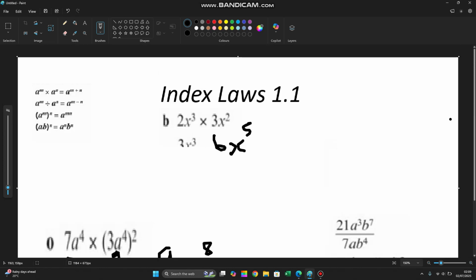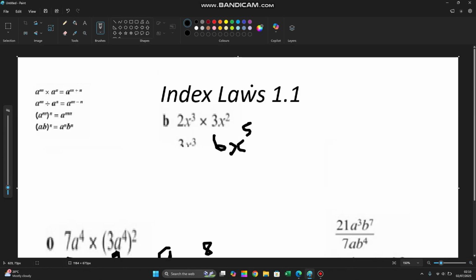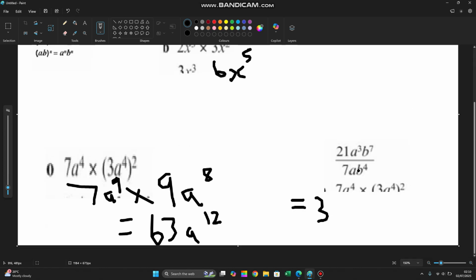The last question I have here is using the division rule here. A to the m divided by a to the n is a to the m minus n. So we have 21a to the 3 b to the 7 divided by 7a b to the 4. So basically we can start with the whole numbers as we did with the other two questions. So 21 divided by 7, that is just 3. And then we have a to the 3 divided by a. So if we go back here, it says a to the m divided by a to the n is a to the m minus n. So we have the same base, we minus the powers. So a to the 3 divided by a. Now a on its own is just a to the 1, right? So we are just going to minus the 3 and 1 to get a squared here.